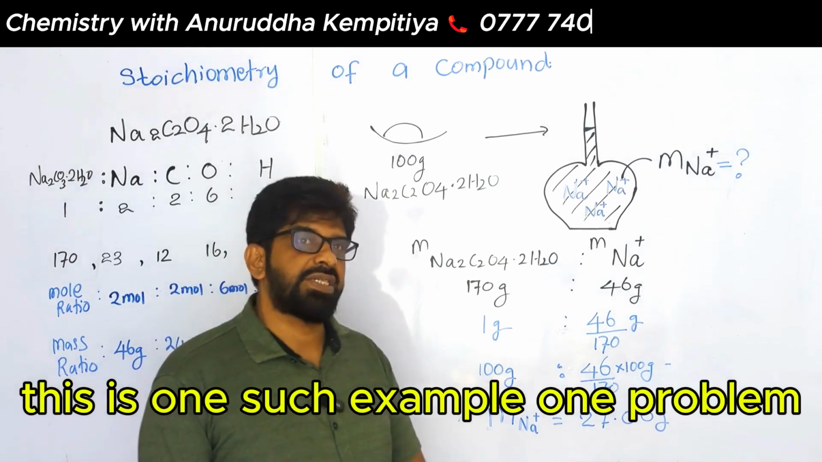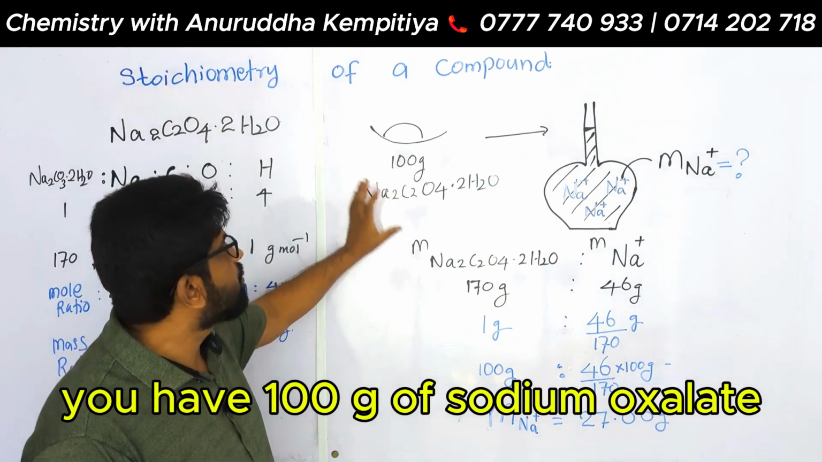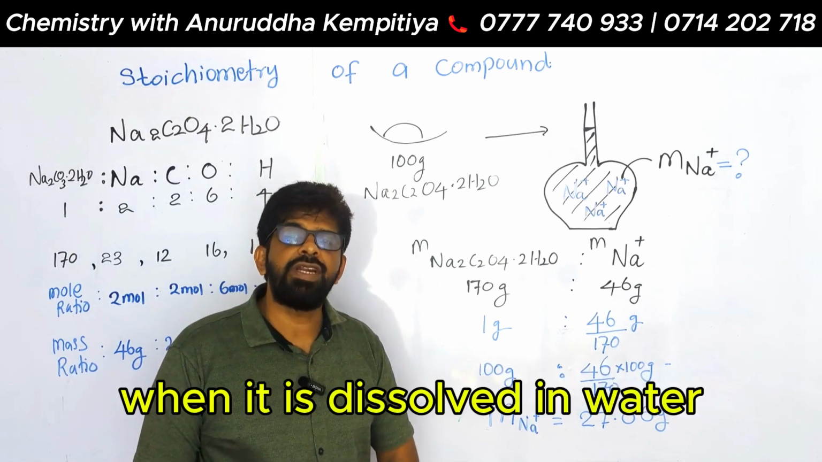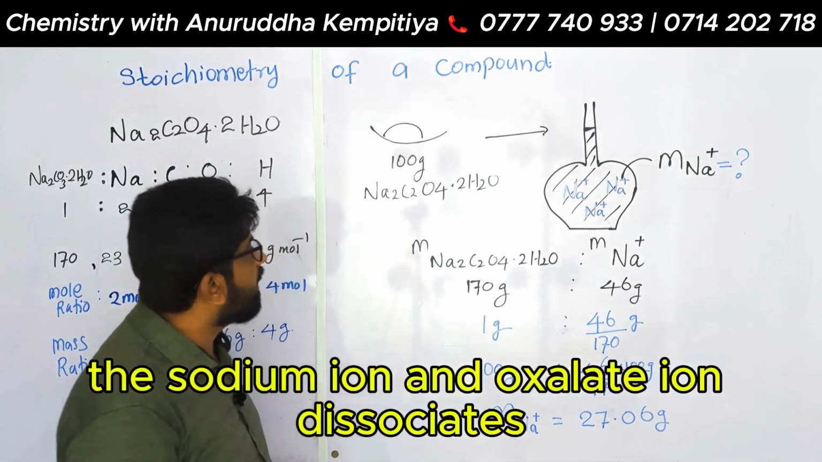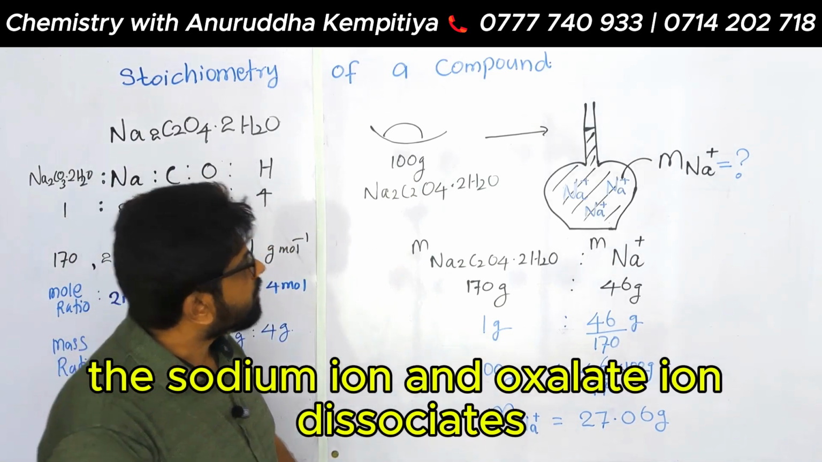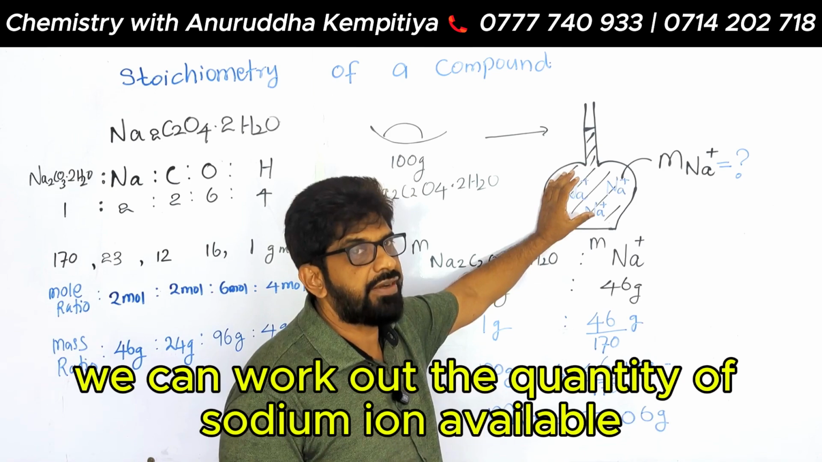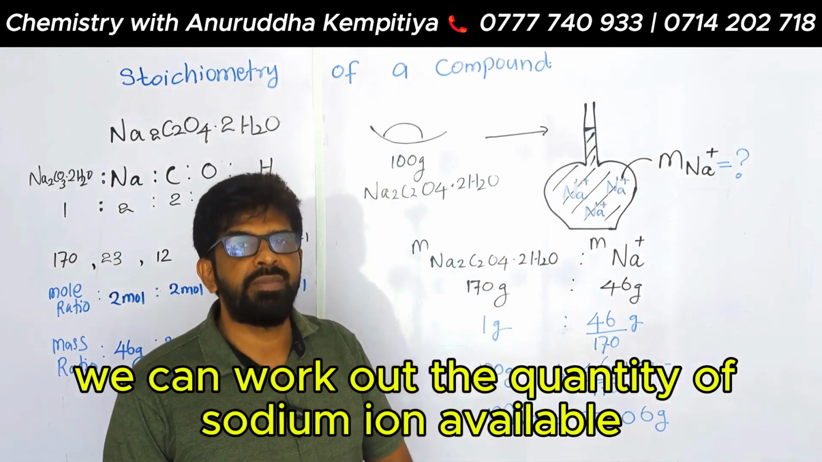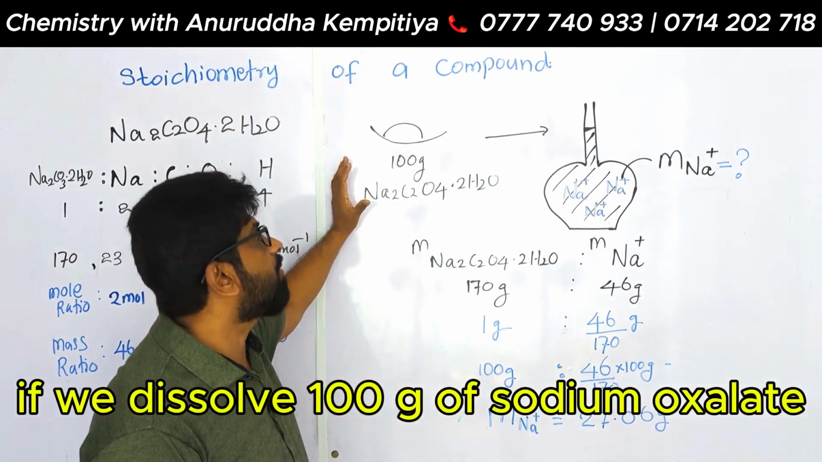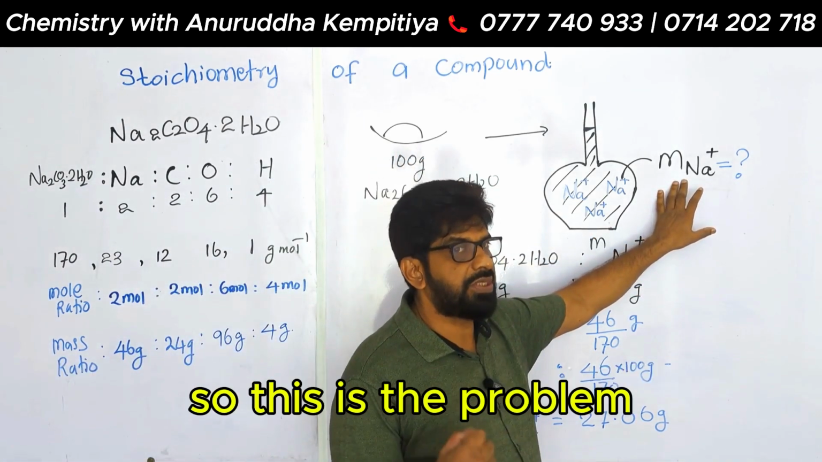Okay, this is one such example, one problem. You have 100 grams of sodium oxalate. It is an ionic compound and highly water soluble. When it is dissolved in water, the sodium ion and oxalate ion dissociate, so you get sodium ions and oxalate ions in the solution. So we can work out the quantity of sodium ion available in this solution. If we dissolve 100 grams of sodium oxalate, what is the mass of sodium ion in the solution? So this is the problem.